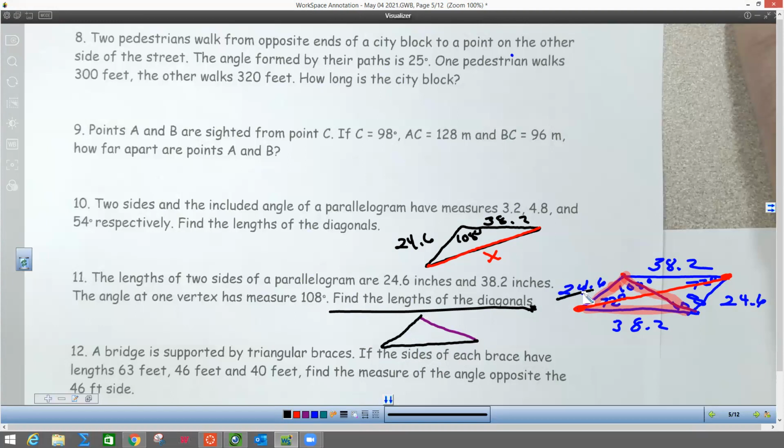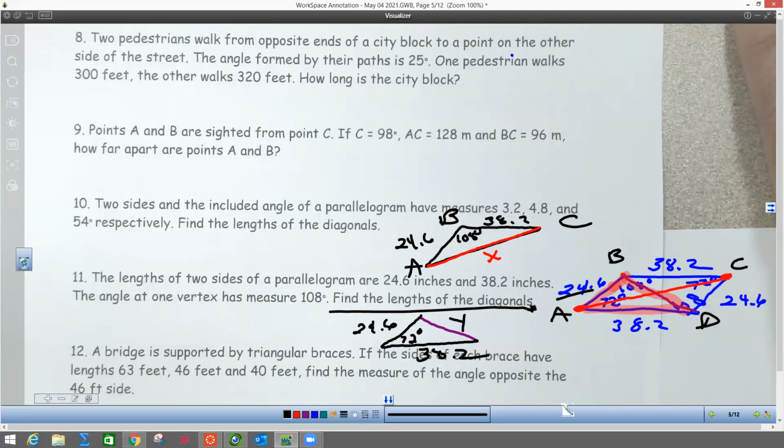I know this side over here, 24.6, is this 24.6 right there. This side down here is this 38.2. And then this angle right here is 72 degrees. And then I have to find that diagonal right there, that Y. You can call it whatever letter you want. If you want to label this triangle ABC like this, you can.